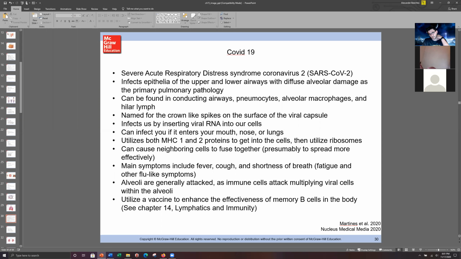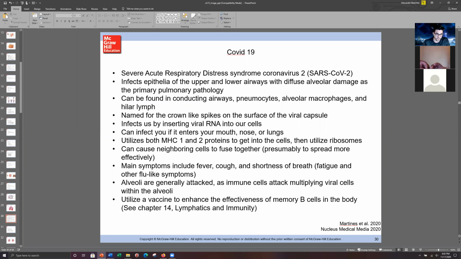What we've also seen is that the coronavirus can also merge or fuse with other localized cells, which we think is probably a reasonable indicator of how the virus will spread across the alveolar epithelia of the lungs. So it utilizes both MHC1 and MHC2 proteins to get into the cells, then utilizes ribosomes in order to produce the viral proteins. So as I said, it can cause neighboring cells to fuse together. Typical pathology is your fever, your cough, your shortness of breath, your typical flu symptoms, things like fatigue as well. The alveoli are generally the cells that get attacked.